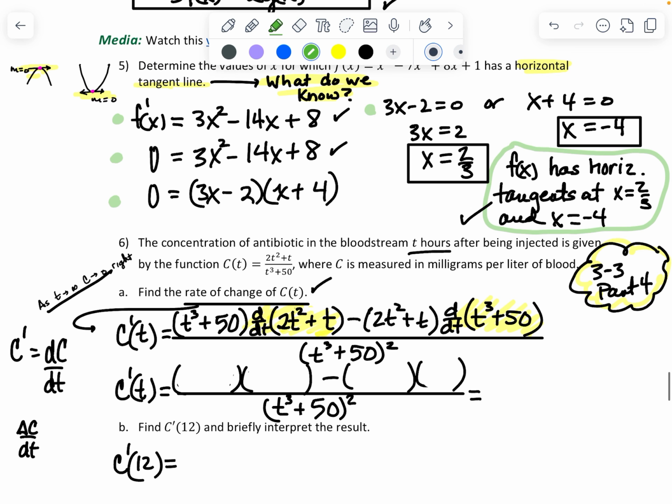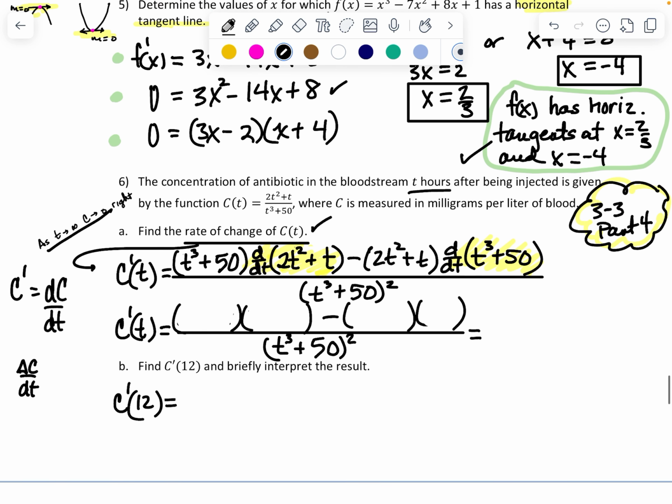So now what do we have? We have example number 6, right? So with that, on number 6, we have the concentration of antibiotics in the bloodstream t hours after being injected is given by the function C of t is equal to 2t squared plus t over t cubed plus 50, where C is measured in milligrams per liter of blood.